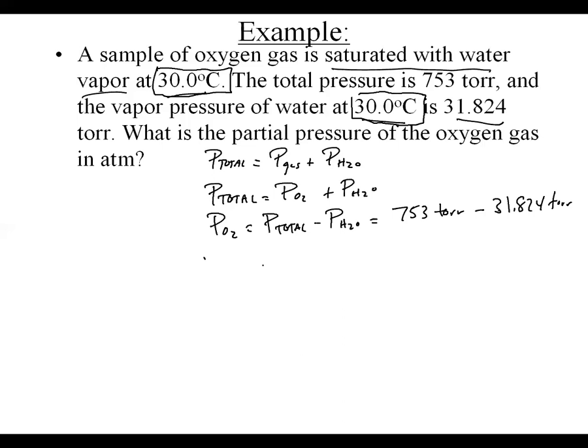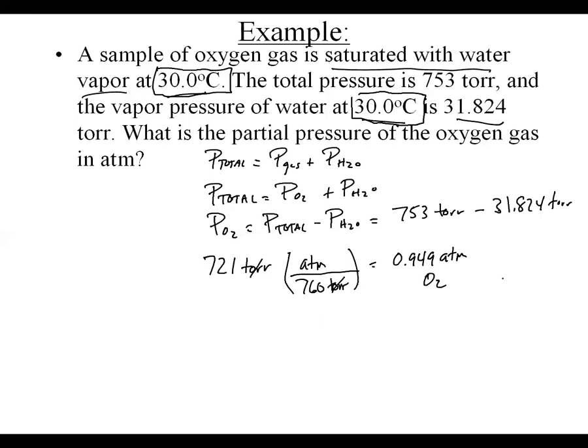Gets us something like 721 torr. We're interested, though, in it in atmospheres. So our conversion we talked about at the very beginning, we would divide by 760. And that's going to convert our torr into atmospheres. And if we do that, we end up with 0.949 atmospheres. And that would be the pressure of our oxygen gas.